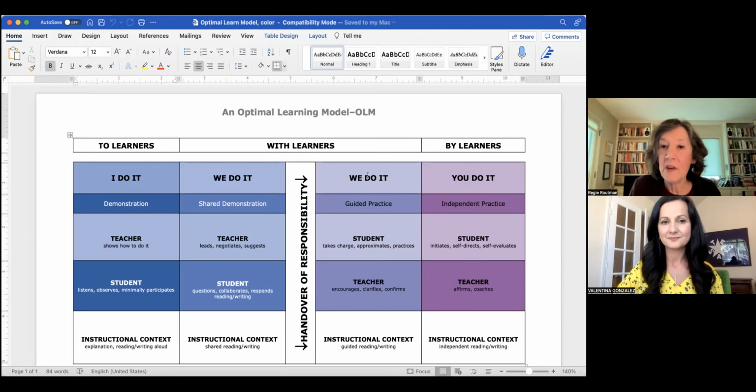Now, when we get to here, this is where people get confused. So I want you to think about guided reading, because we're talking about readers and writers. This is still the "we do it" part, but now the learner is in charge. So what does that mean? That means you have your guided reading crew.